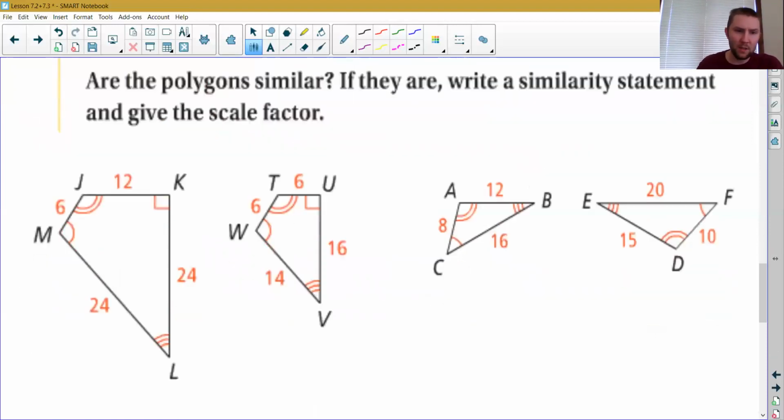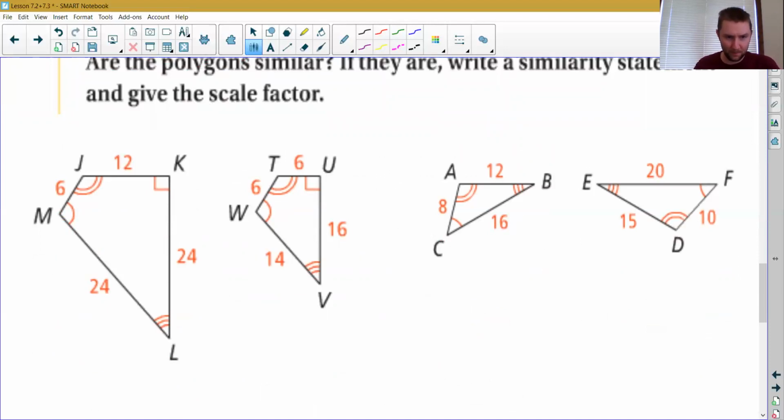So if we look first at these four-sided shapes, which are kind of weird-looking ones, and we want to look at these shapes being potentially similar to each other, I need to first look at my angles. Do I have a bunch of congruent angles from one shape to the other shape? The answer there is absolutely yes. Angle M is the same as angle W. Angle J is the same as T. K and U are both right angles, and L and V are both congruent as well. So I have all four angle pairs congruent, right? All of the corresponding angles are congruent, so that's great.